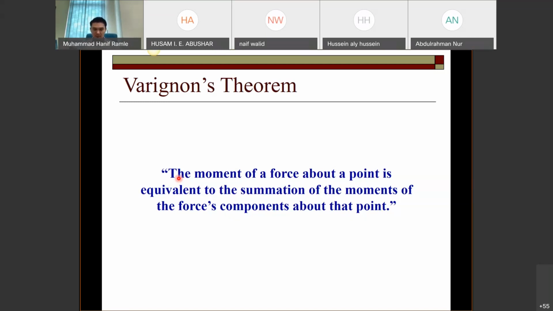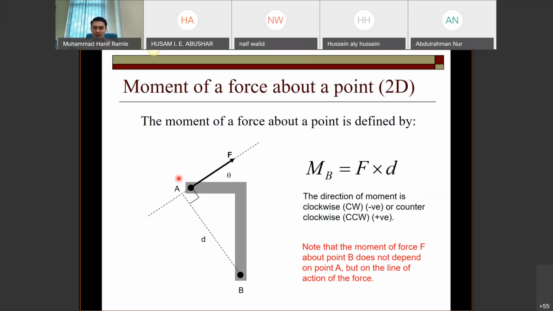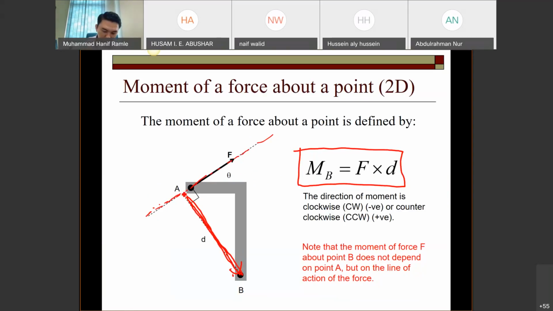If you still remember this equation, we have this general equation of moment. If you look at the picture, you have one single D, which is not from A, but from the line of action to B, and the line should be perpendicular to the line of action. This D should be perpendicular to the line of action. This is the general equation.